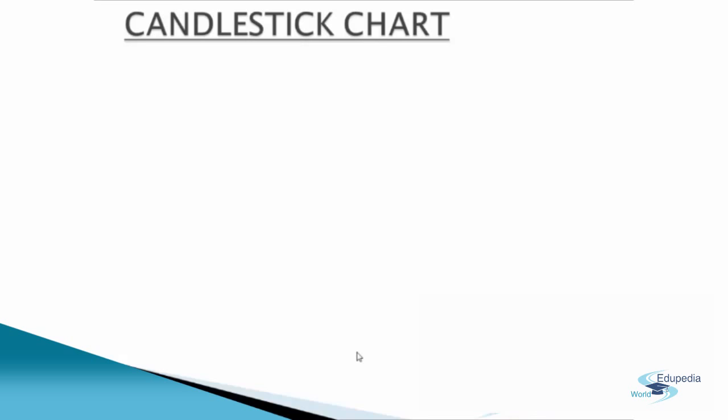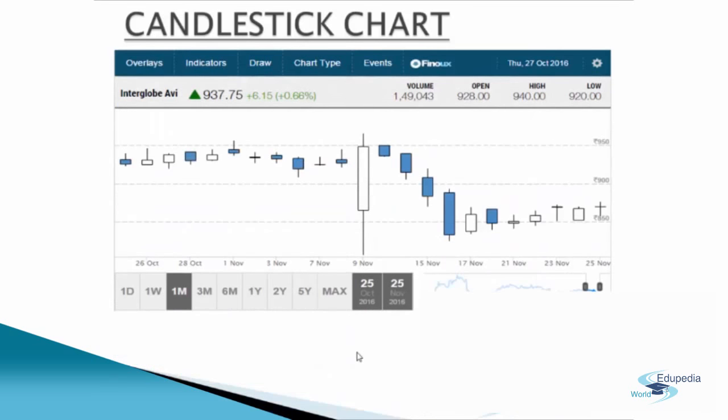So this is how a candlestick chart usually looks. This is a snapshot for one of the securities, Interglobe Aviation, that is Indigo. You can simply see, guys, that in this particular chart there are a few boxes in blue color and some boxes in white color. White and blue is basically the body over here. If the color of the body is white or clear, it simply means that for a particular day, the closing price was higher than the opening price.